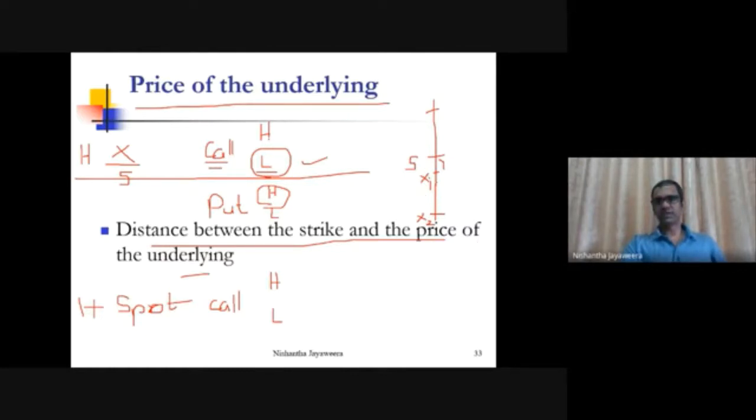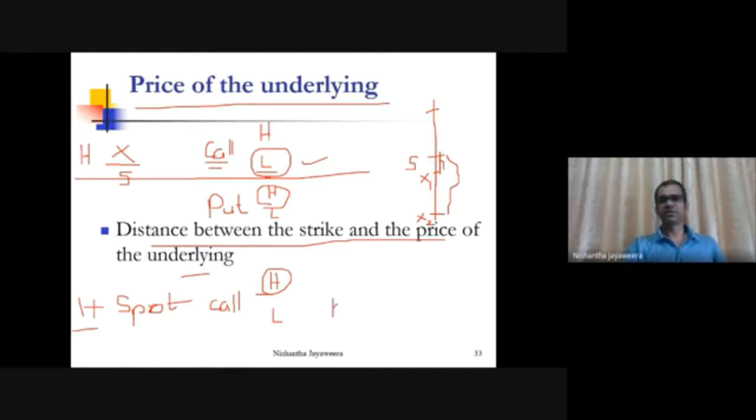Option with strike x1 will have a low premium because there's only a small difference between these two. But with x2 the difference is high, so therefore it will have a high premium. So higher the spot, higher the premium. But remember, this is a relative thing, relative to the strike price.